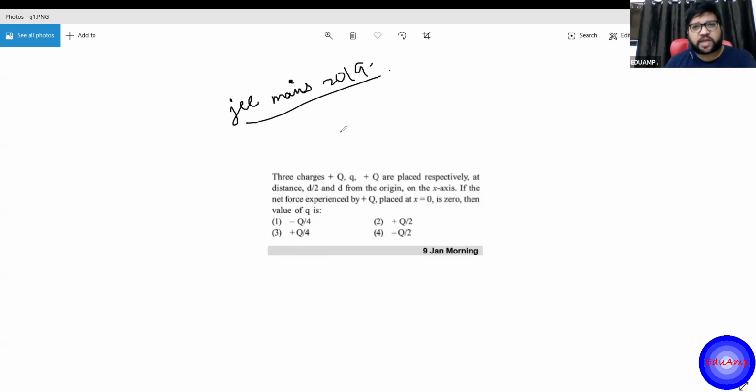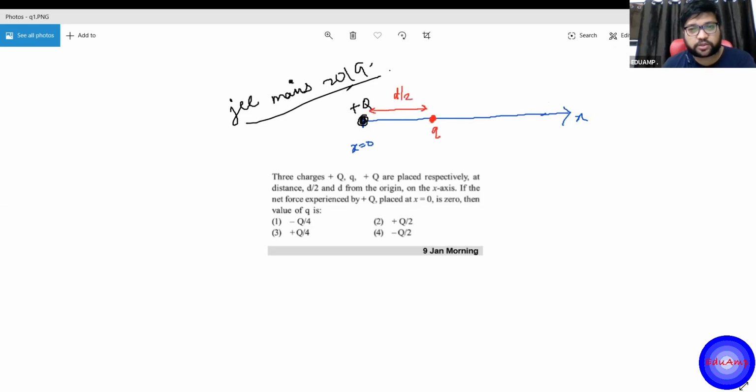Okay, I'll make the diagram for you. It is one direction only. This is, let's say, the x-axis, and let's say this is the origin, x equals 0. So one charge is kept at the origin, that is, this charge plus Q is kept at the origin. This small q is kept at a distance d by 2. So this is small q, and the distance from the origin is d by 2.